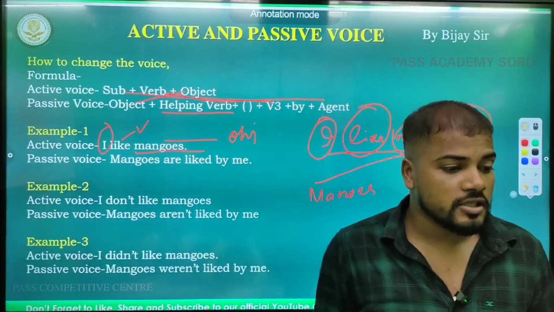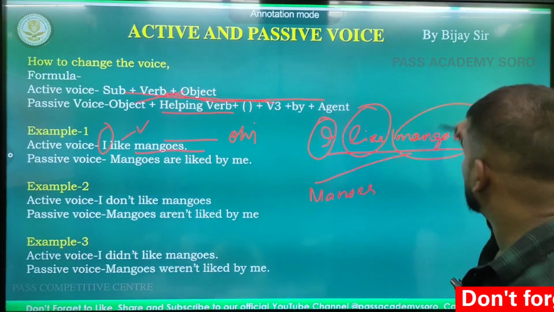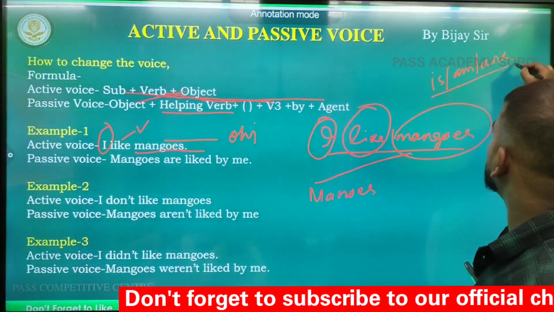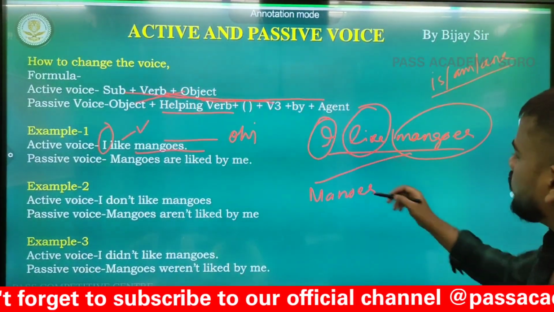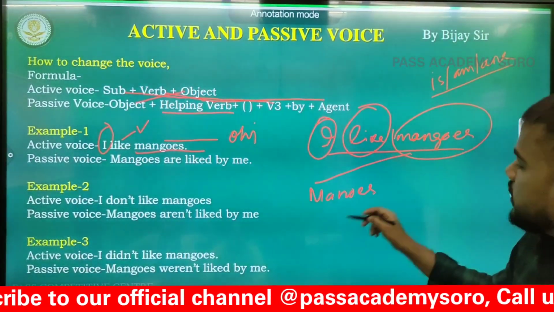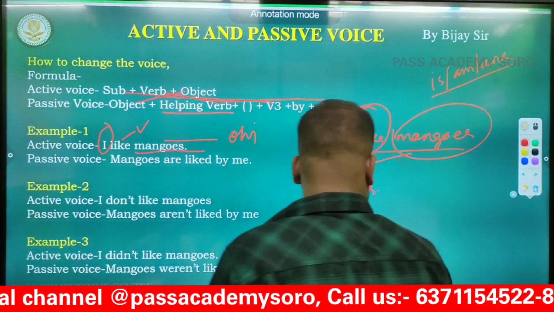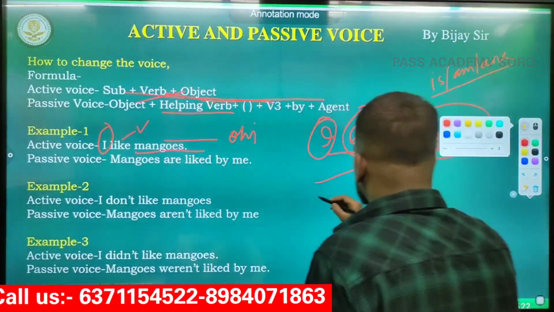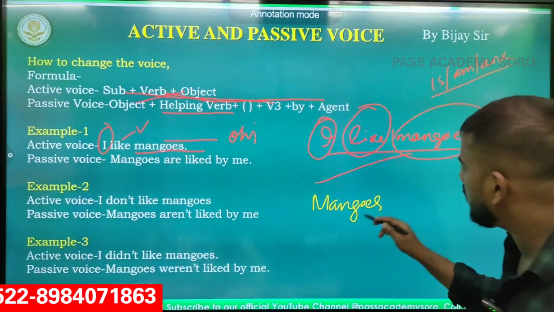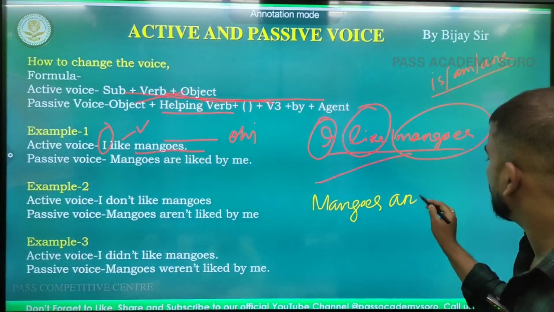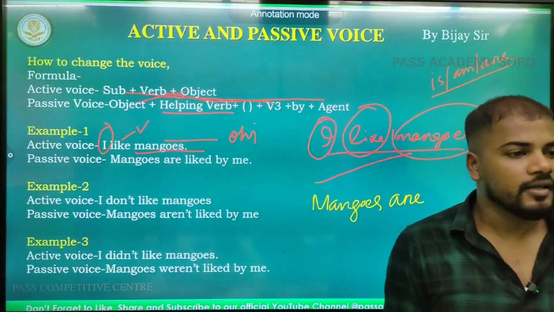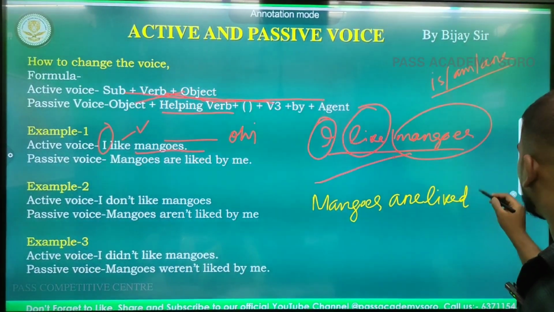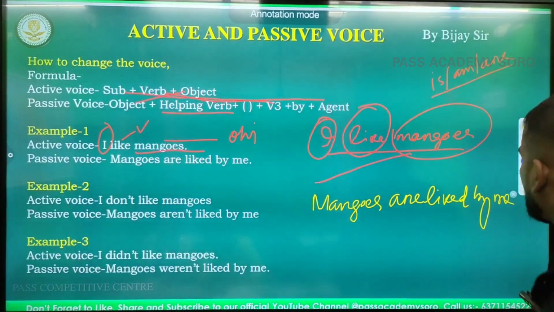If our sentence is in present simple, we will use is, am, or are. Among these three we choose according to the subject. Here mangoes is plural, so I will use are. Mangoes are liked, the third form of like, that is liked, by me. I becomes me.